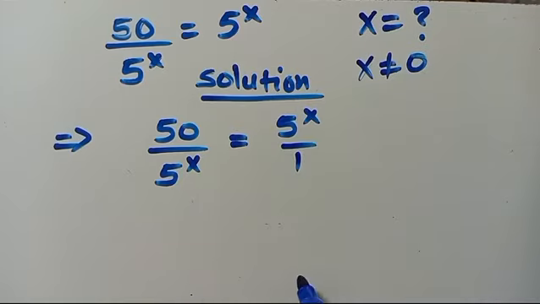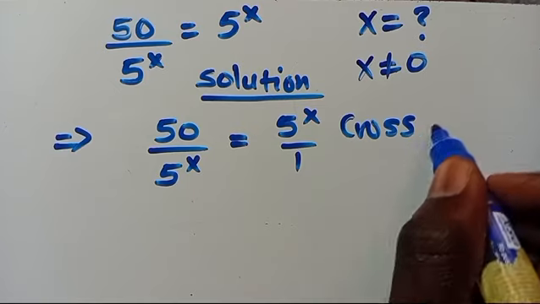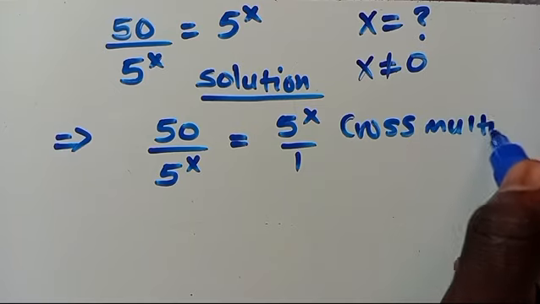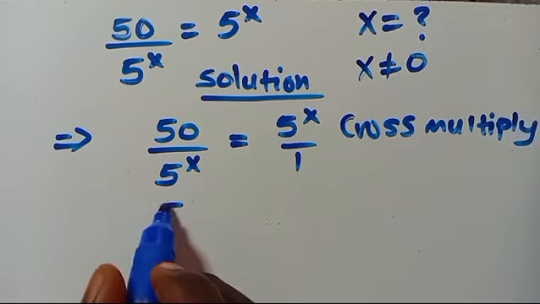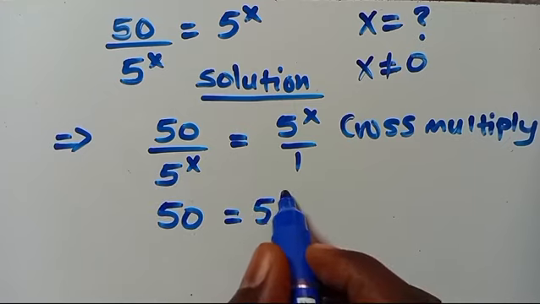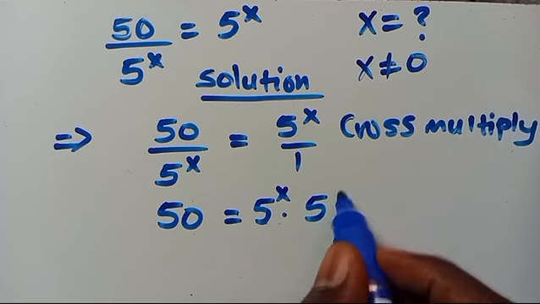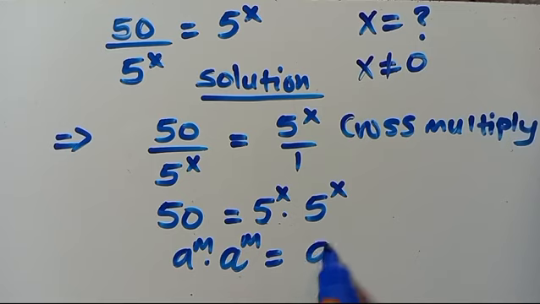So when you cross multiply, we are going to have 50 times 1 is 50. Then here we have 5 to the power of x times 5 to the power of x. Then from here, when you have a to the power of m times a to the power of m, it equals a to the power of m in parentheses to the power of 2.